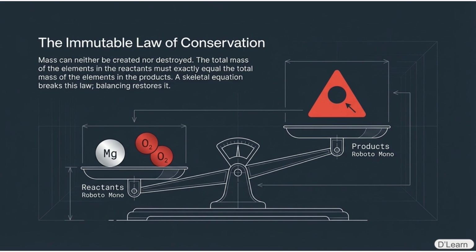A key principle is the law of conservation. Mass can neither be created nor destroyed. The total mass of elements in the reactants must exactly equal the total mass in the products. A skeletal equation often breaks this law, which is why balancing is necessary.